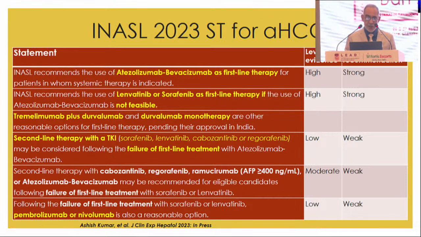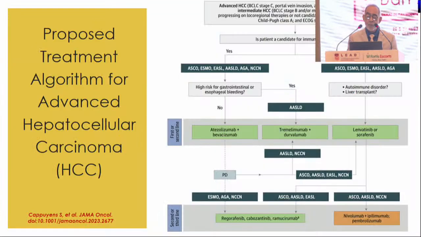The other agents, tremelimumab and durvalumab, are still not available in India, and the AASLD has recommended it as a second-line therapy, while the other second-line therapies, the other TKIs, as well as before and after either immunotherapy, that is immune checkpoint inhibitors, or TKIs, can be used. As well, there is mention of pembrolizumab and nivolumab as single agents, but in the second-line mode.